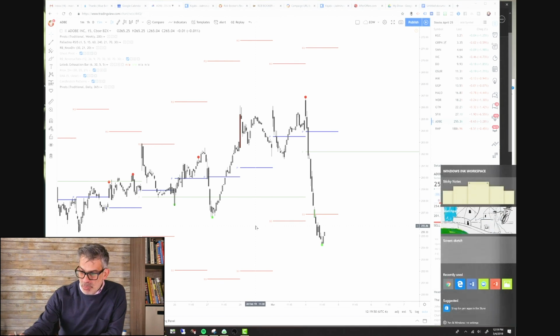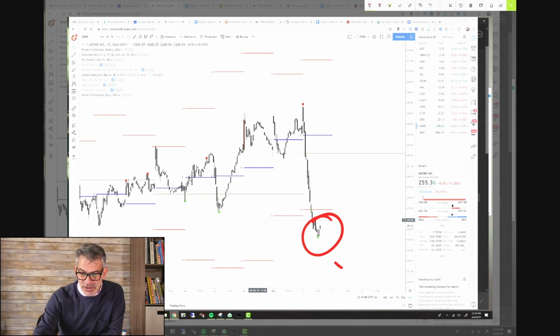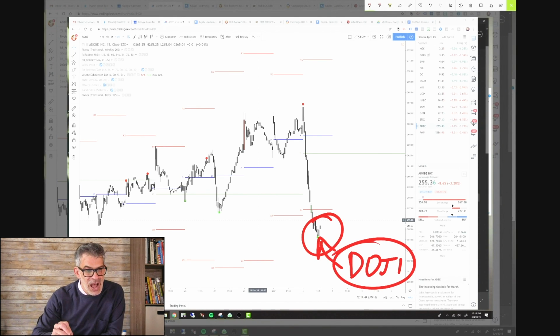This is a bullish exhaustion bar down here. This doji kind of candle right down there. I like this. I want to buy Adobe. It hit at S3. It's printed this exhaustion candle or bar, so I want to buy it.